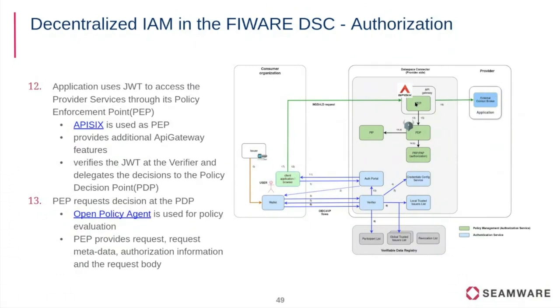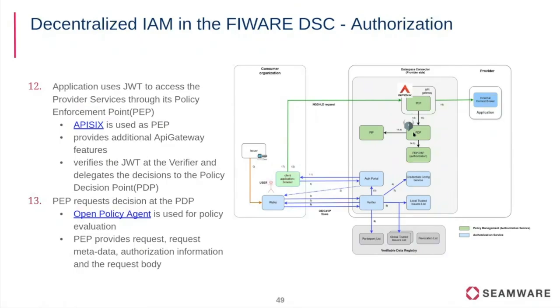As a first point of contact, it will hit our policy enforcement point, which is an API gateway. We're using API 6, as already mentioned, which also provides a lot of additional API gateway features. But for the authorization part itself, it will first verify the JWT token, that it comes from our verifier and can be trusted. With that JWT token, it will forward the request to the policy decision point. So the gateway itself will not make any decision except accepting the JWT token, but it will delegate the decision to our PDP.